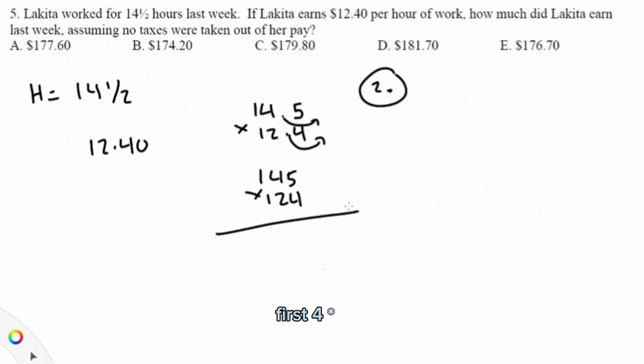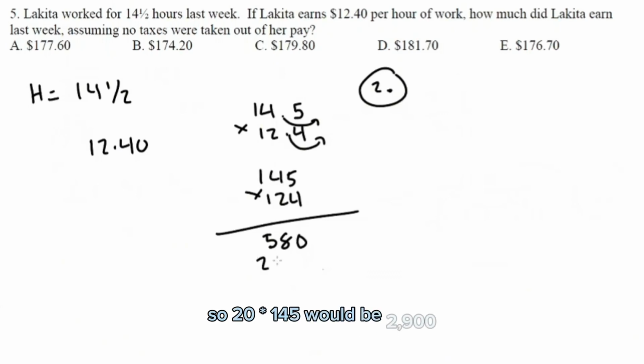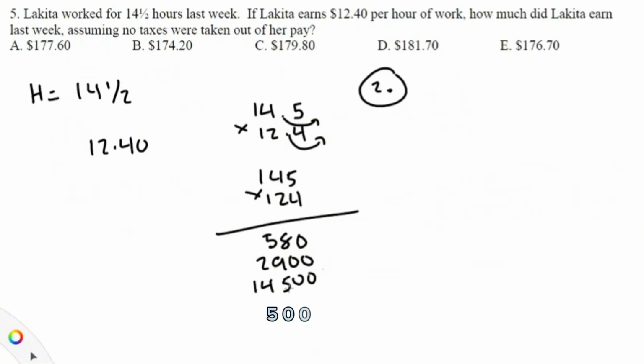First, 4 times 145. 4 times 145 is 580. Next, 20 times 145. Well, 2 times 145 is 290. So 20 times 145 would be 2,900. Next, 100 times 145. You just have to add two zeros at the end, which makes it 14,500. Alright, now we just add all these up. So that's 0, 8, then 5 plus 9 plus 5.